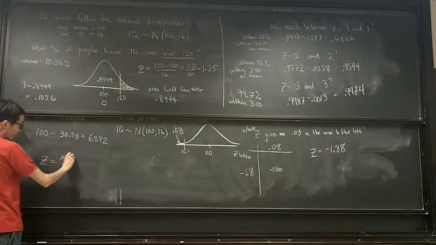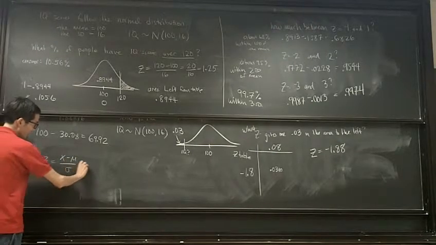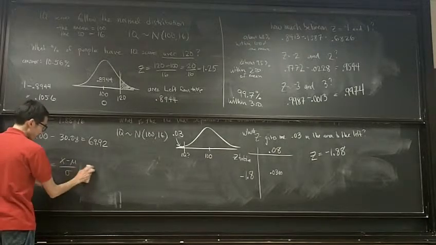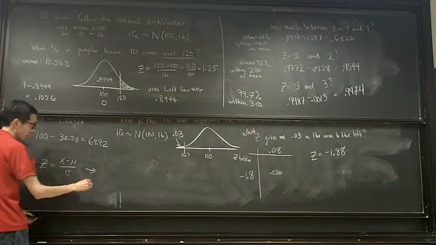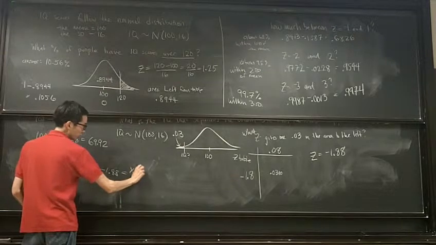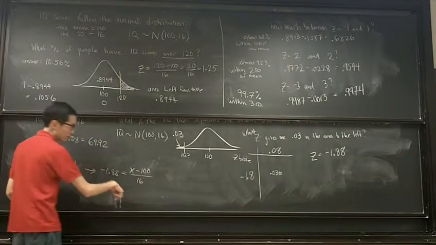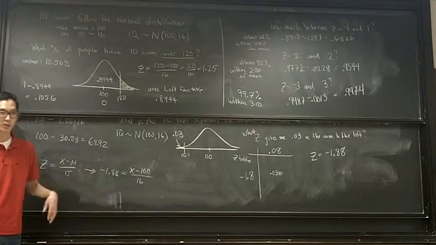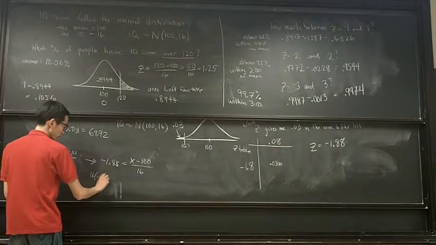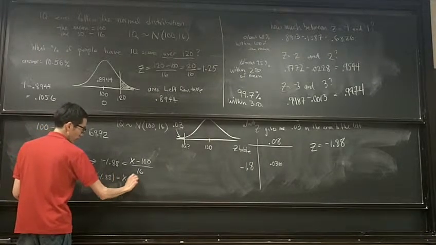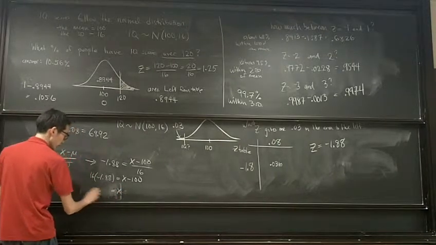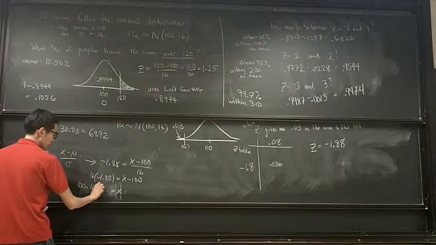The other way, which is perfectly valid, and some of you are going to prefer this because it's formulas, and formulas are your crutches, but sometimes you lose the meaning of what's happening here. You just say z is equal to negative 1.88. I don't know what x is, but I do know mu is 100 and sigma is 16, and I'm going to solve for x. Multiply both sides by 16, add 100 to both sides, and you get x equals 100 plus 16 times negative 1.88.